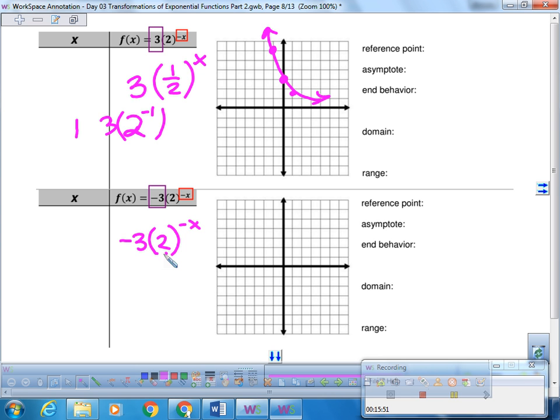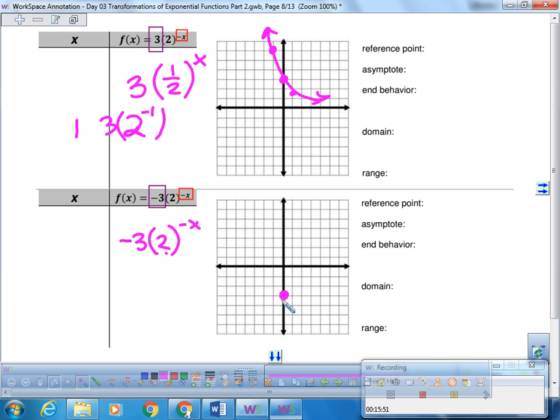Okay, so for this one, I would normally go up 1 from 0. But instead, I'm going to go up 3 times that, which is 1, 2, 3. But instead of going up 3, I'm going to go down 3. That's my starting point. That is my new vertex.